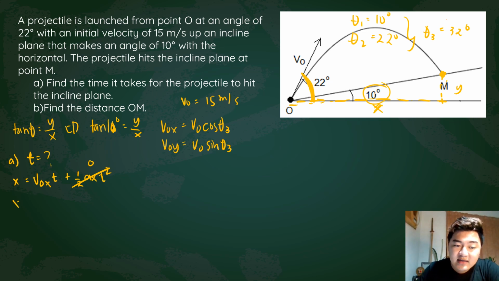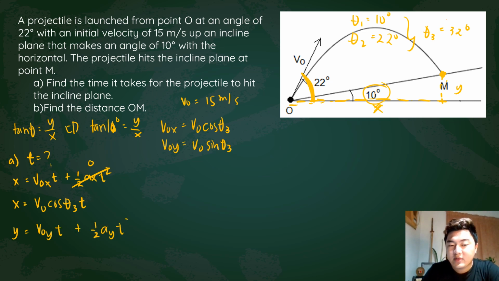So therefore, your x is equal to your initial velocity in x, v0 cosine angle 3, times time. Now for your y, so y is equal to v0y times time plus 1/2 ay t squared.